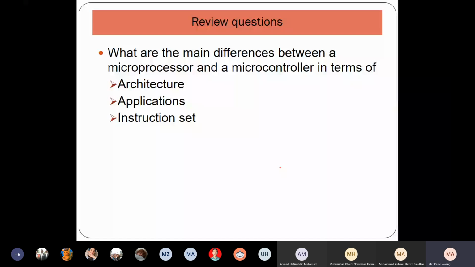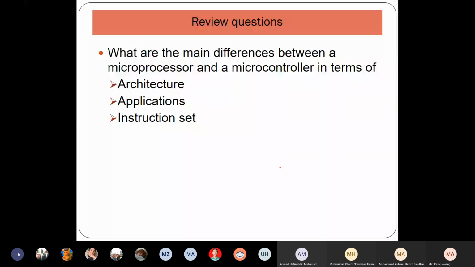In terms of the application, the microprocessor is multi-purpose or general purpose. It has a wide variety of applications that it can be used for. Whereas the microcontroller is single purpose usage.